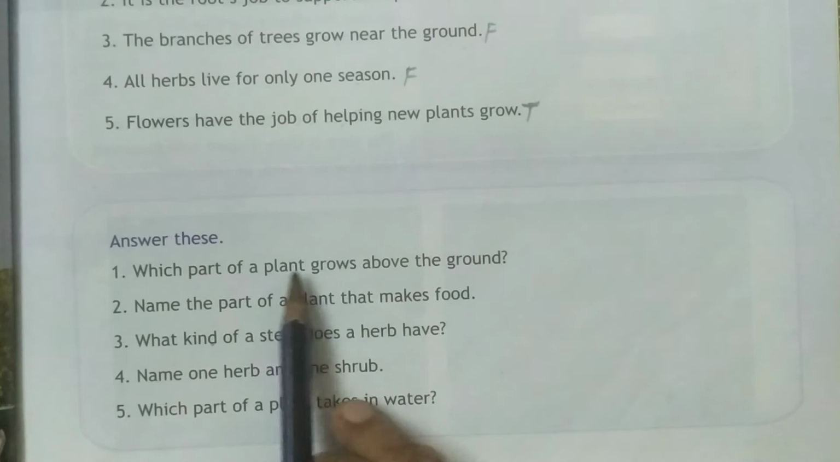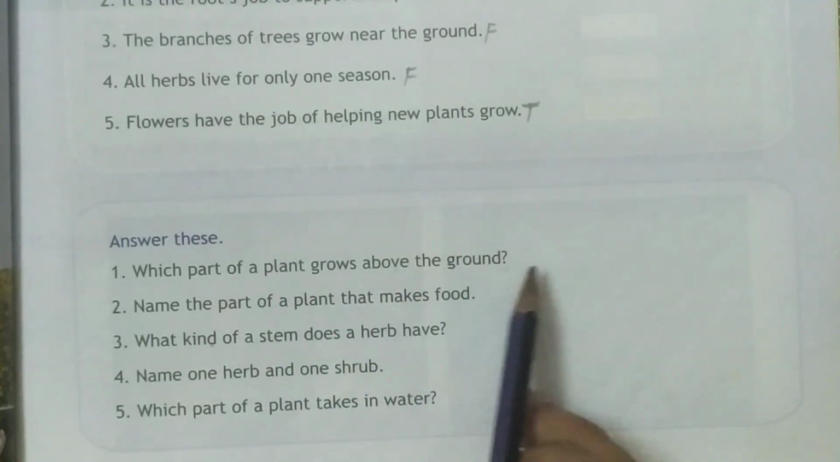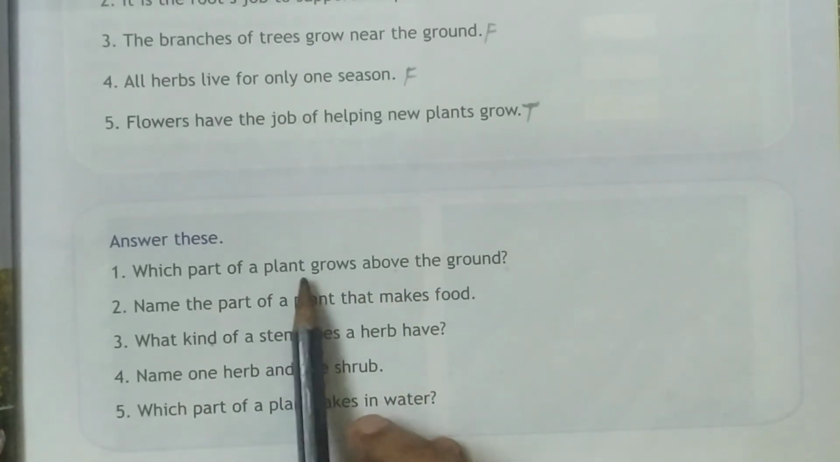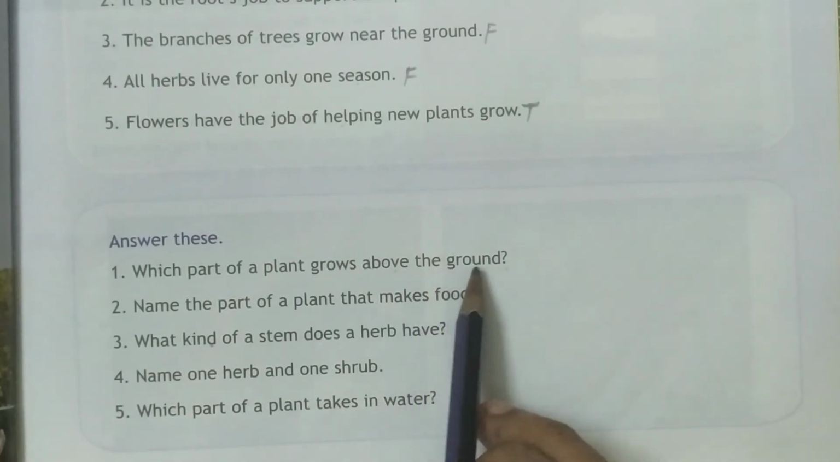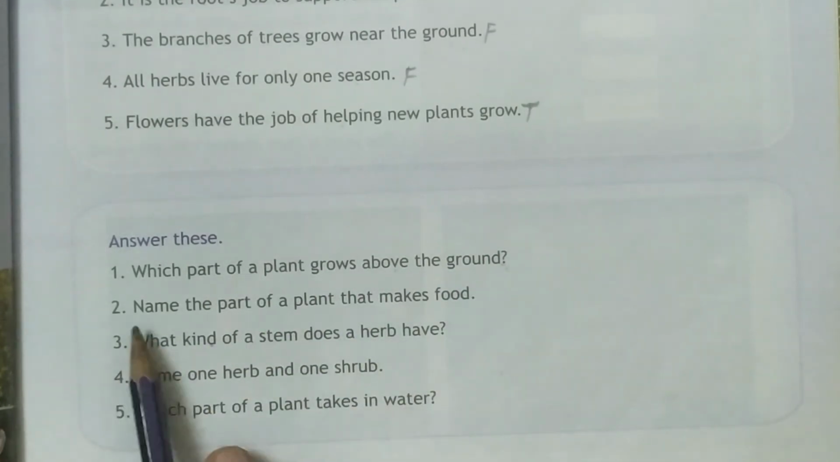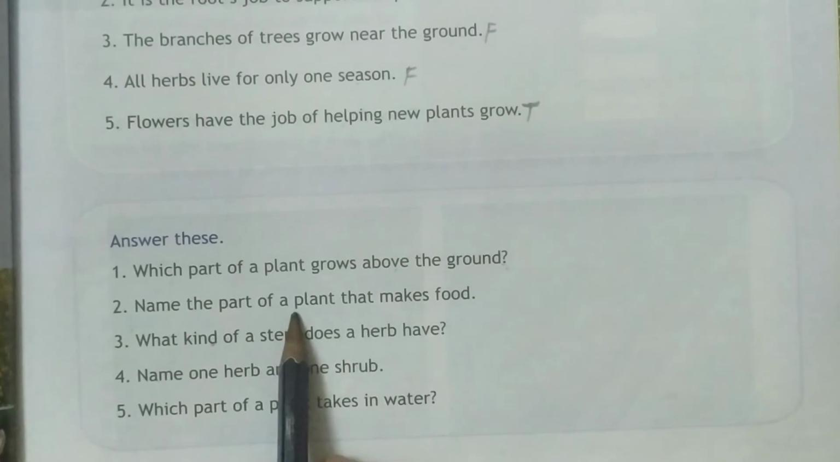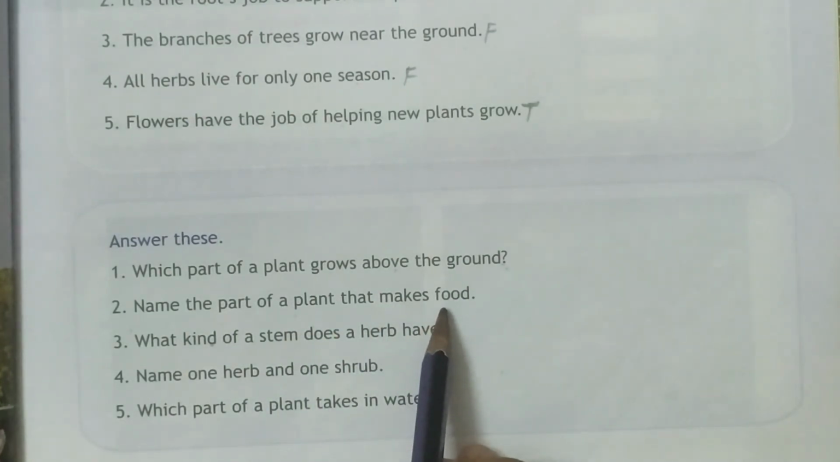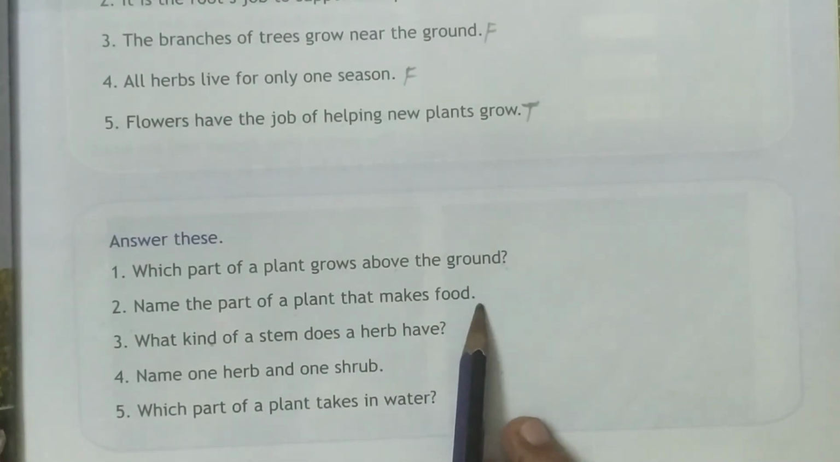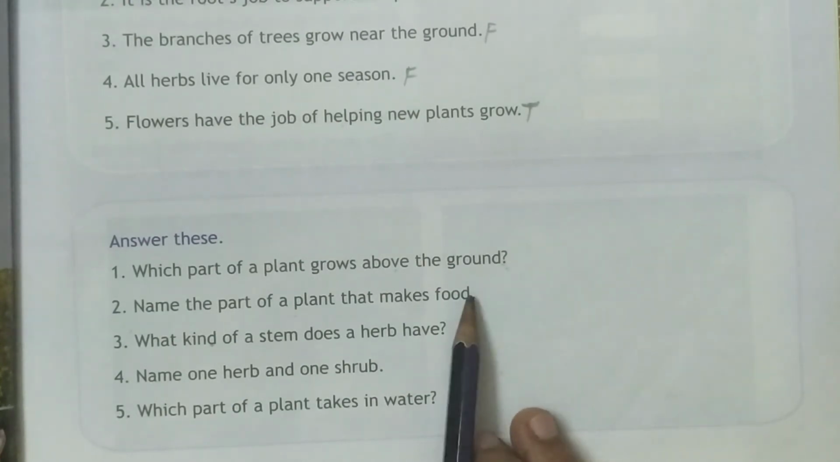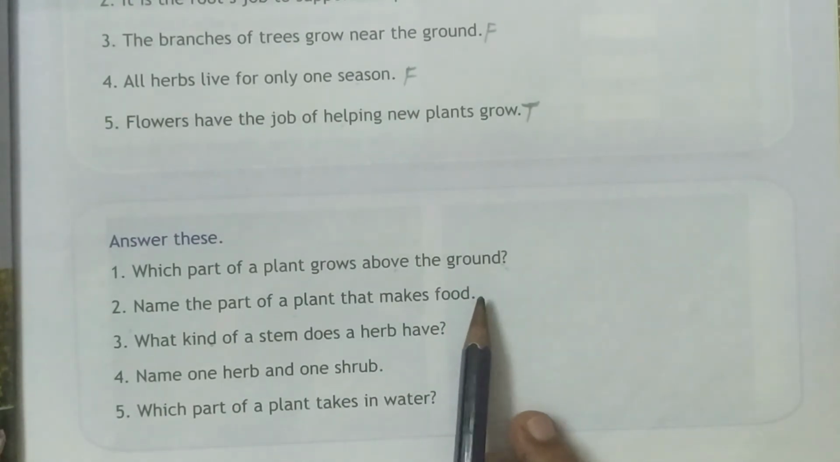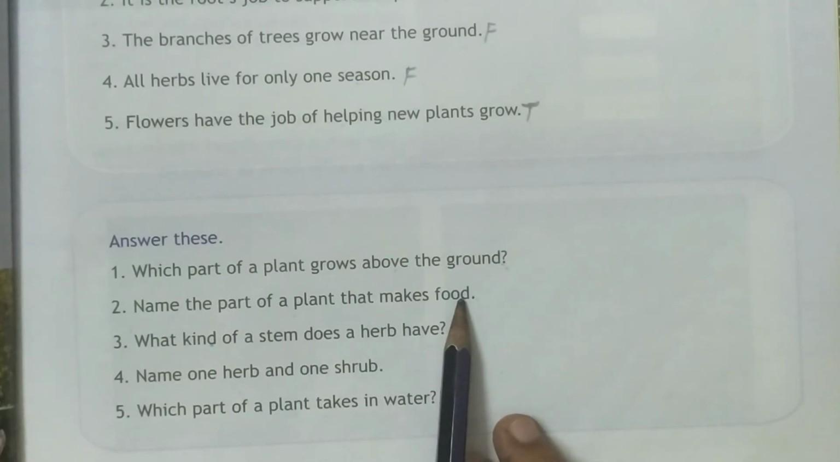Next, let us revise the question answers. Which part of a plant grows above the ground? It is called the shoot. Second, name the part of a plant that makes food. The answer is leaves. With the help of sunlight, leaves prepare the food, and the process is called photosynthesis.